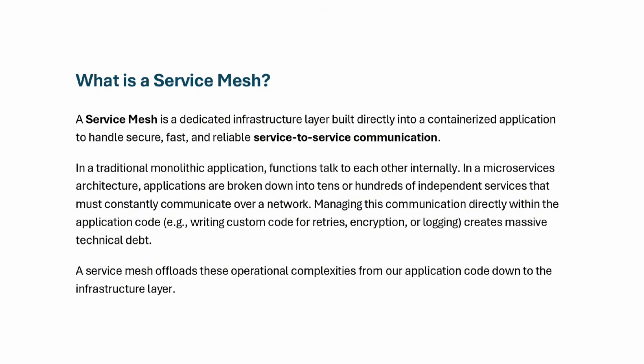But managing this communication directly with the application code, meaning we have to write custom code for encryption, logging, retries, and networking, creates massive technical debt for the developers. So a service mesh will offload these operational complexities from our application code down to the infrastructure layer by adding a dedicated infrastructure layer directly into the containerized application to handle secure, fast, and reliable service-to-service communication. Here, service means the microservice architecture that is broken down into tens or hundreds of independent services that must communicate with each other to let the application work.